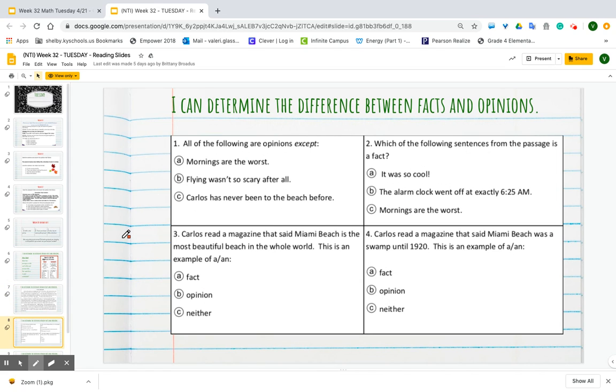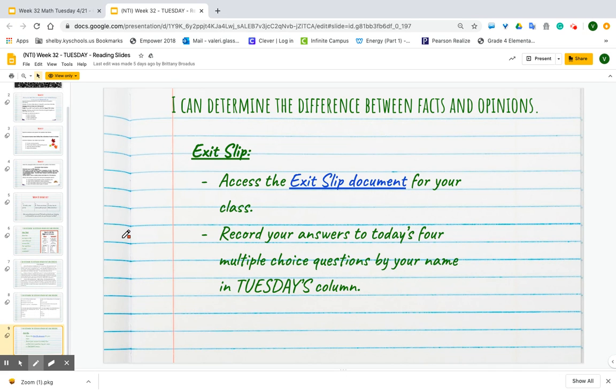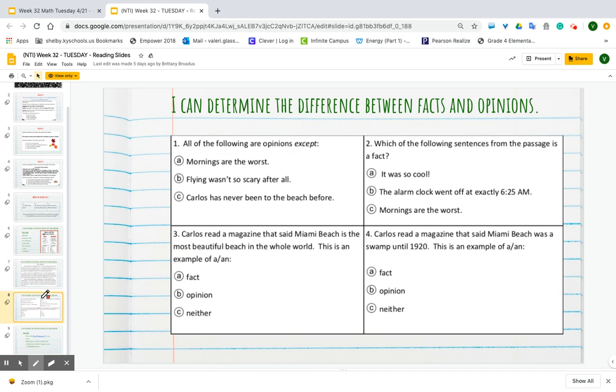you're going to answer the 4 questions. Remember, you're going to put that on a Google Doc. Now, this exit slip document is just where, if you're doing it by using the exit slip document, it's that document where it has the numbers 1, 2, 3, and 4, and you just put the letter in there.